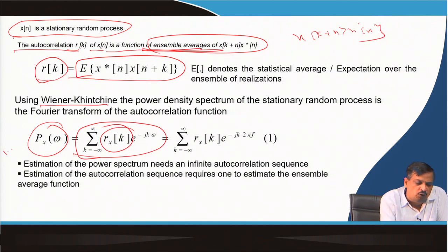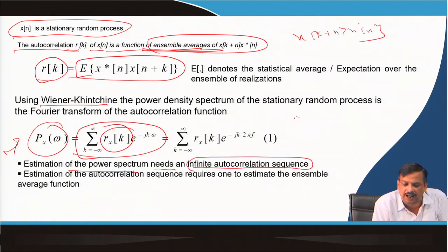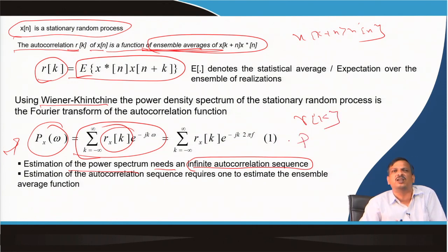Now, if I want to do that, the estimation of the power spectrum needs a finite autocorrelation sequence. If my r[k] is of infinite length, then how do I get the power spectrum? Because I cannot get that infinite length r[k].